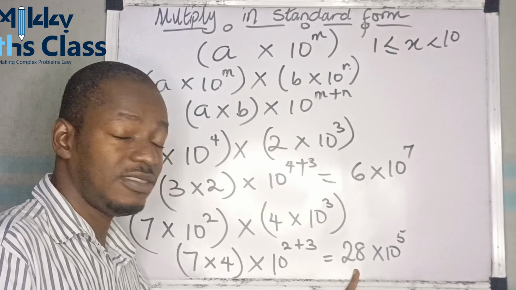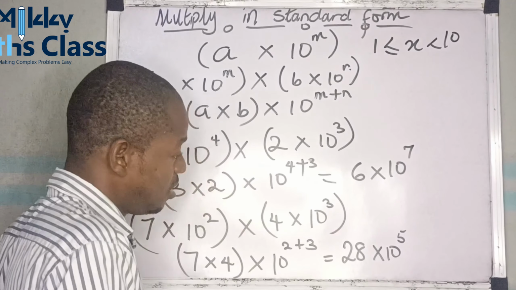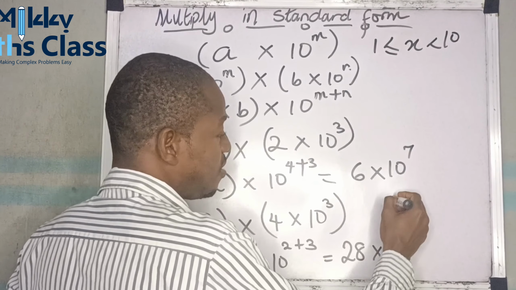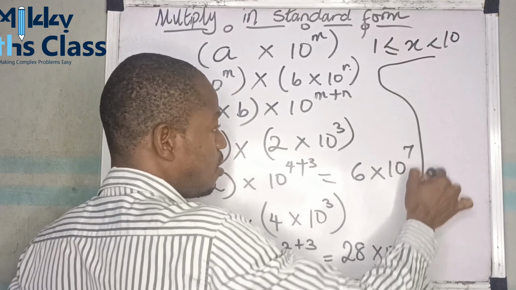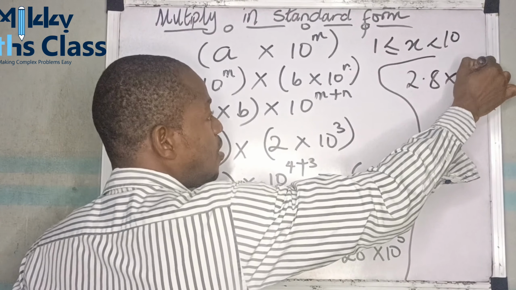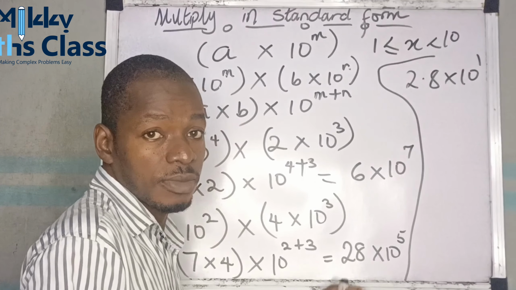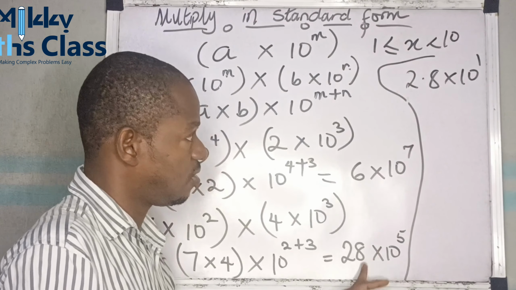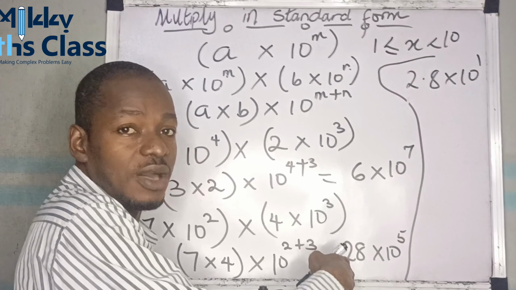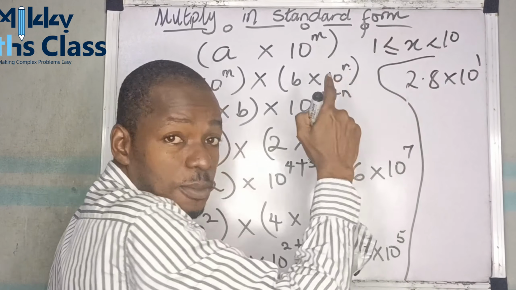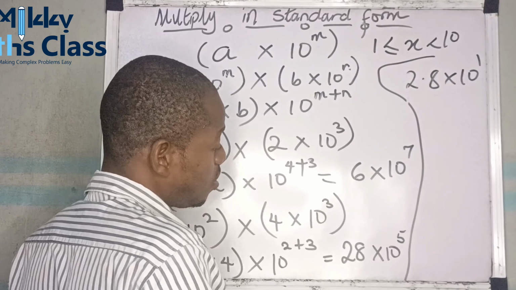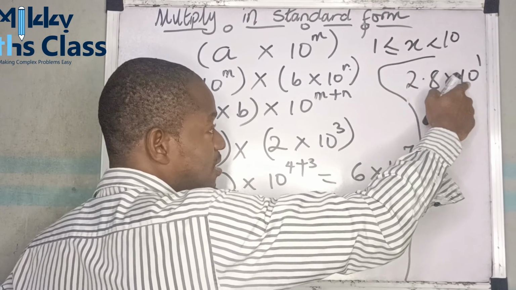So what do we do? We put this 28 in standard form. So 28 is the same thing as 2.8 times 10 to the power of 1, because 2.8 times 10 will give us 28. So I put 28 in standard form. The decimal point will go to the left, and when it goes to the left, the power will become positive. How many times did it go to the left? 1. So that is why 28 can be expressed as 2.8 times 10 to the power of 1.